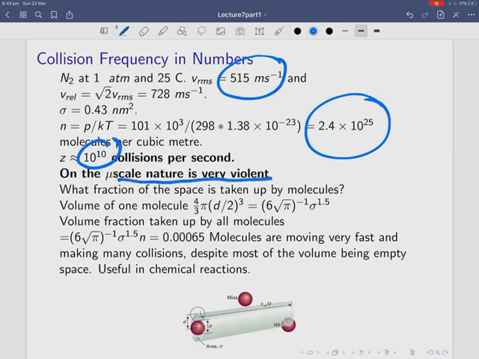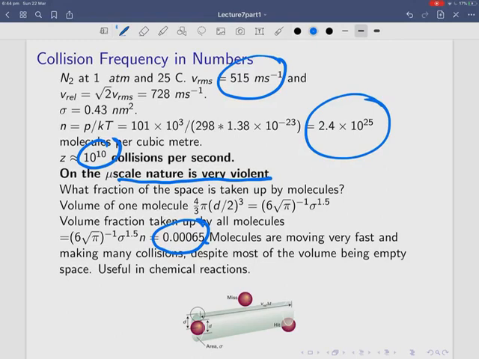If you go down to this scale, you are constantly being hit. Okay, now the interesting thing is you are constantly being hit despite the fact that the volume taken up by all the molecules, you can figure that out fairly easily. I won't go through it in detail here, but you can figure out that the actual fraction of the gas which is actually molecules and not just empty space is only that. It's 0.00065.